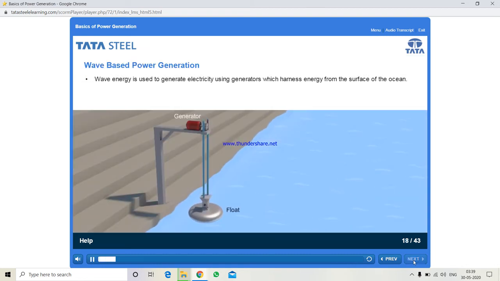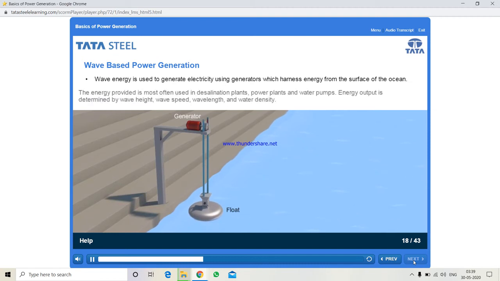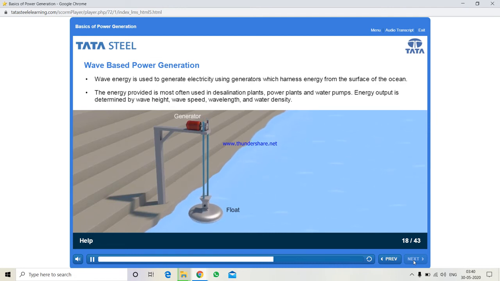Wave energy is used to generate electricity using generators which harness energy from the surface of the ocean. The energy provided is most often used in desalination plants, power plants and water pumps. Energy output is determined by wave height, wave speed, wavelength and water density.